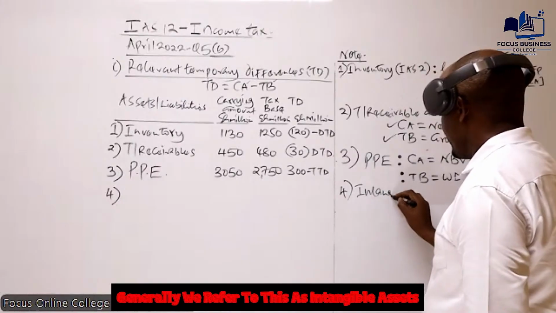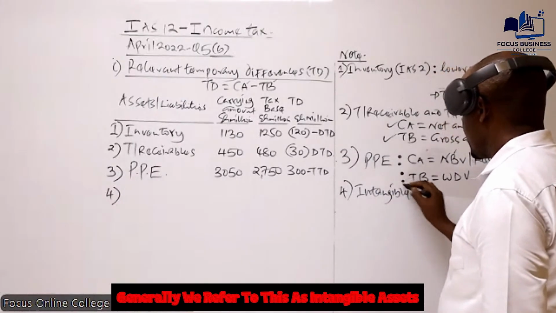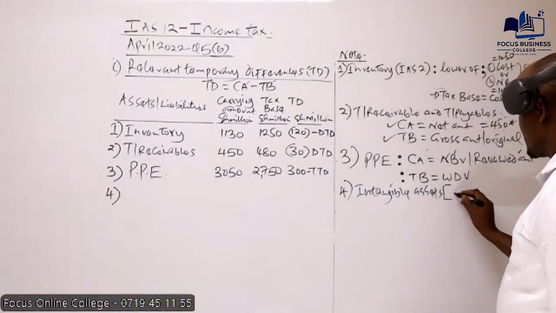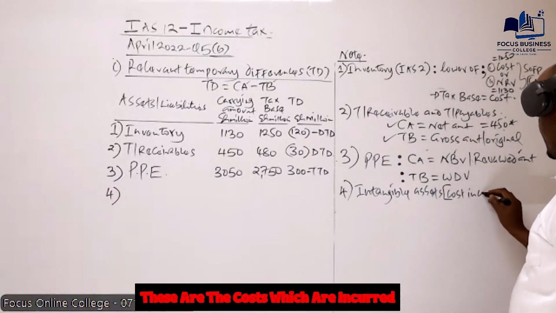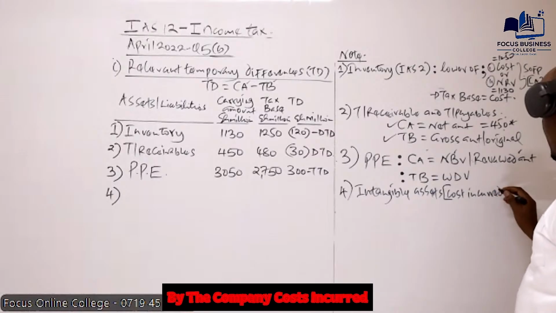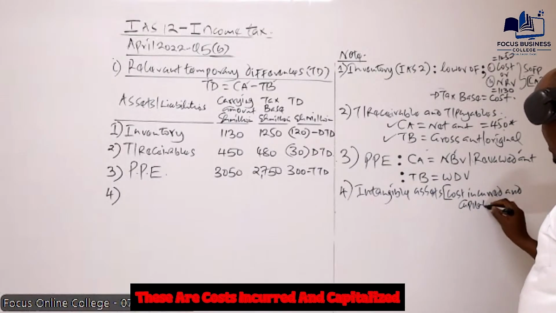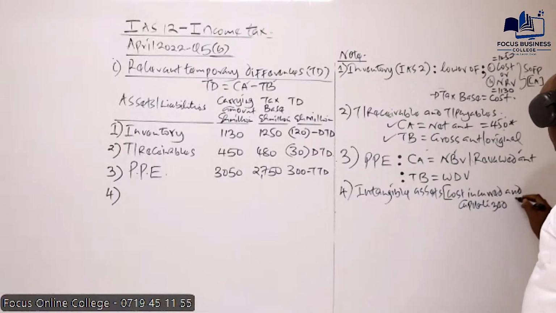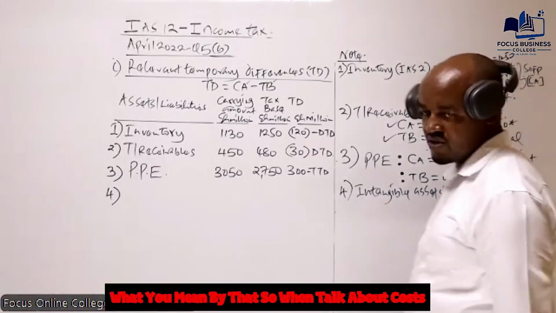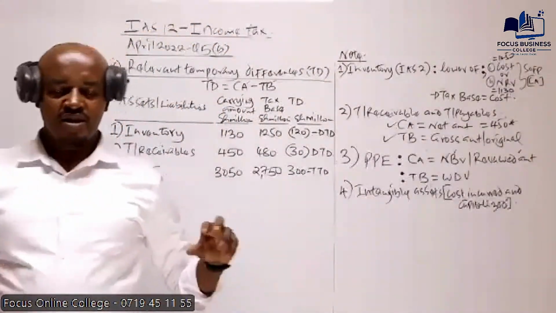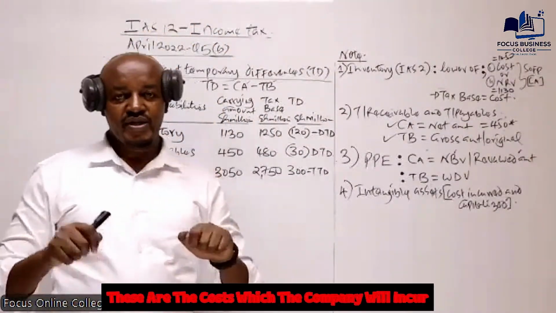Basically, generally, we refer to this as intangible assets. Intangible assets, basically, these are costs incurred by the company and capitalized. You need to understand what you mean by that. When we talk about costs which are incurred and capitalized, these are the costs which the company will incur.